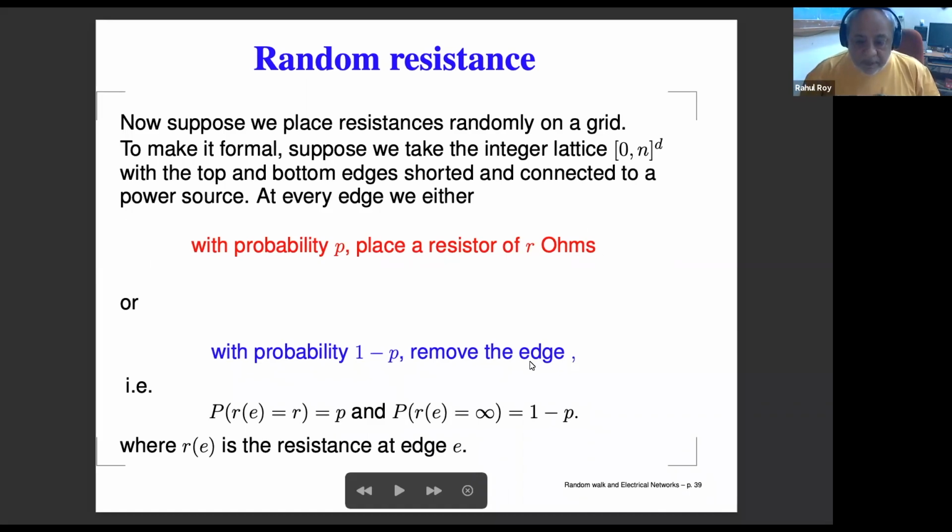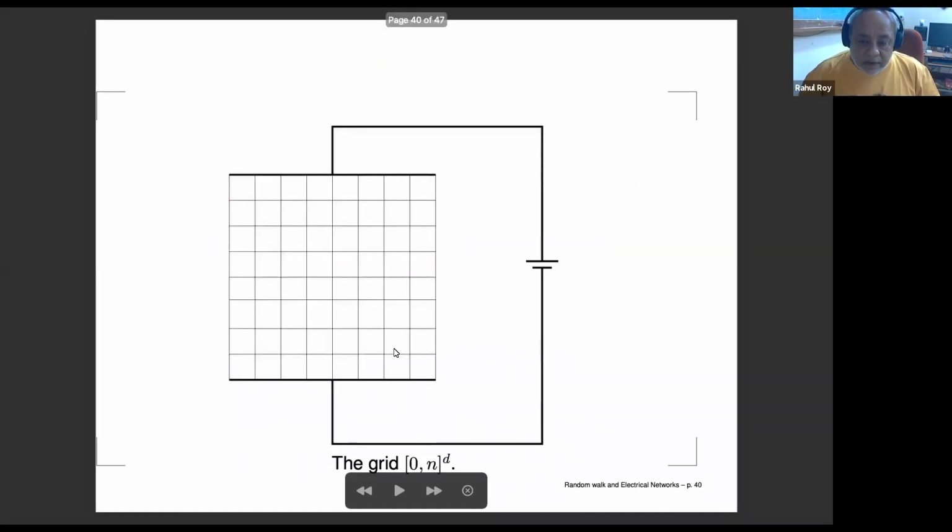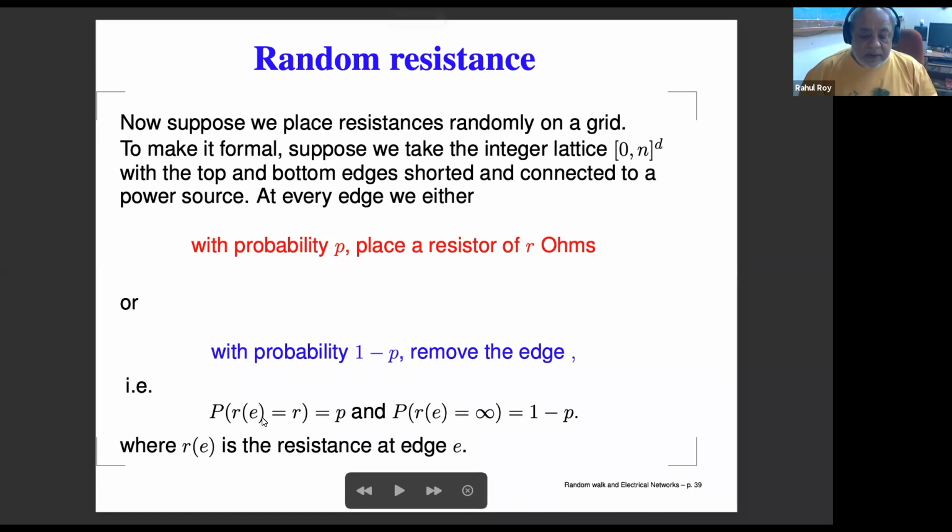In other words, at edge E, the resistance of the edge E is either R with probability p, or we remove the edge, which means that it's infinity because there is no wire between them, with probability 1 minus p, where R is the resistance at edge E. So let us see the picture.